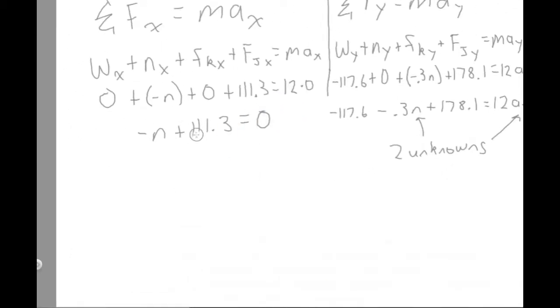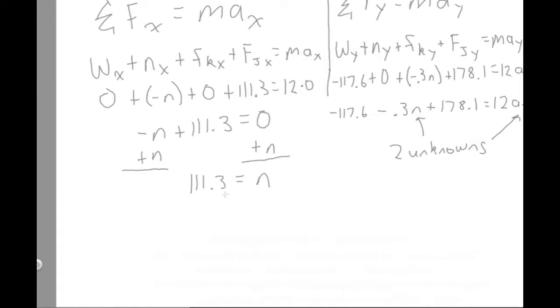Well, this equation is very simple to solve. We need to get the n and the 111.3 by themselves. We could move this term to the right, but wouldn't it be more convenient to move this term to the right, because that will also allow us to get rid of the negative sign. So I'll add plus n to both sides, and that will kill 2 birds with 1 stone. It'll get the n separate from the number, and it'll also get rid of all the negative signs in the equation.